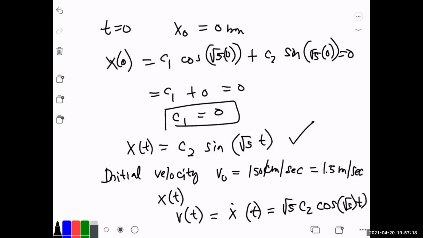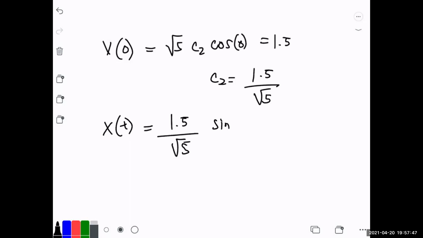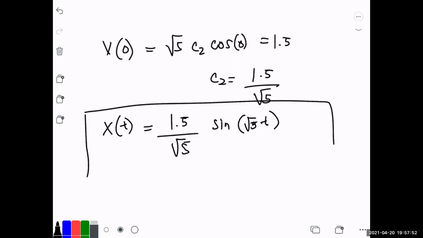Okay, so it says at v0 the velocity is 1.5 meters per second. So square root of 5 c sub 2 cosine of 0 equals 1.5. So c sub 2 is 1.5 over square root of 5. So our final solution would be x of t equals 1.5 over square root of 5 sine of square root of 5t. So this is our final solution.